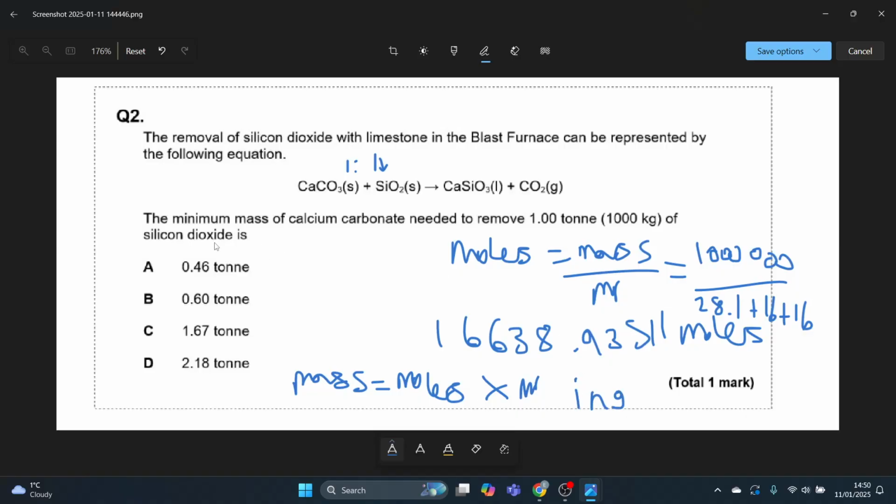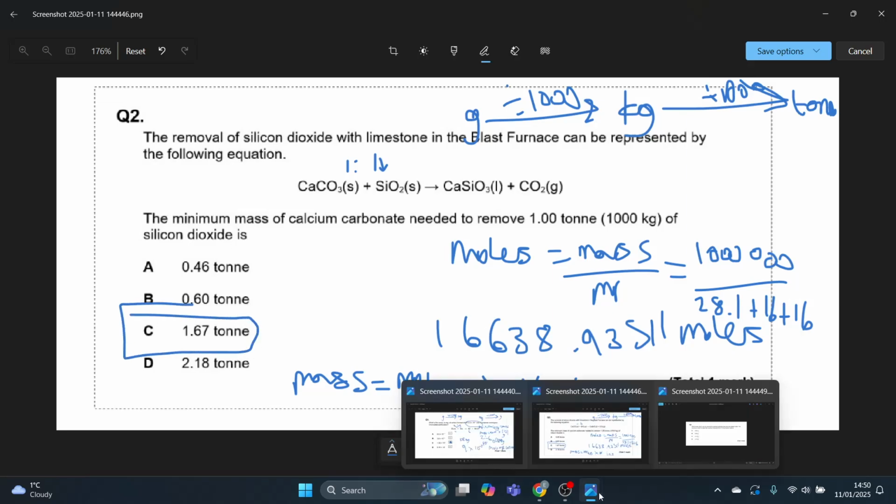I want the mass in tons. So to go from grams to kilograms, I need to divide by 1,000. And then to go from kilograms to tons, I need to divide by 1,000 again. So I need to do my answer times 10 to the power minus 6, divided by a million. And I get 1.67. Therefore the answer is C.